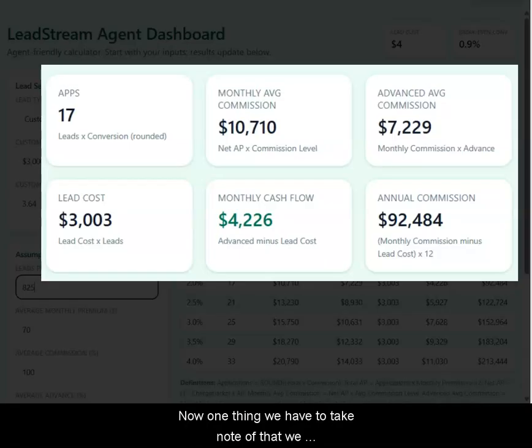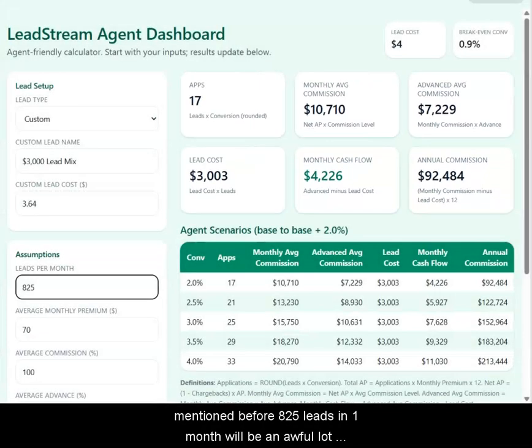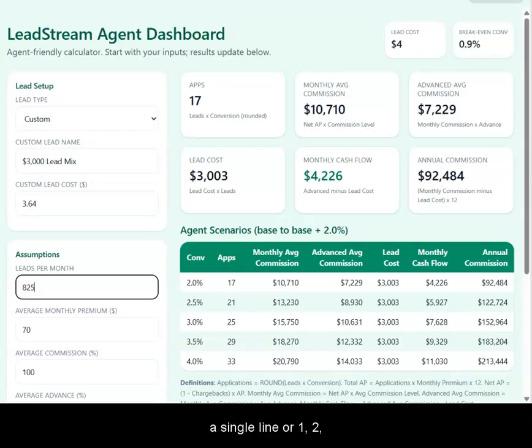Now, one thing we have to take note of that we mentioned before, 825 leads in 1 month would be an awful lot of leads. If you were to buy that many leads, you'd have to have systems in place to allow you to work them. You would need some AI agents possibly to help you dial. You need a multi-line dialer, so you're not just dialing out on a single line or 1, 2, or 3 lines. You need those tools in place to be able to accomplish handling this many leads. But this is the result of it, and you can see the advantage of a lead mix versus either one of tier 1 or tier 2 separately.